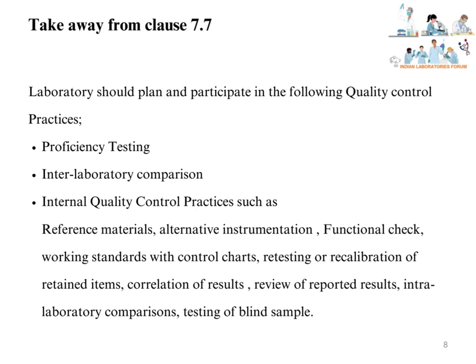Takeaway from Clause 7.7. The laboratory should plan and participate in the following quality control activities. Proficiency testing. Interlaboratory comparison. Internal quality control practices such as reference materials, alternative instrumentation, functional check, working standards with control charts, retesting or recalibration of retained items, correlation of results, review of reported results, intralaboratory comparisons, and testing of blind sample.